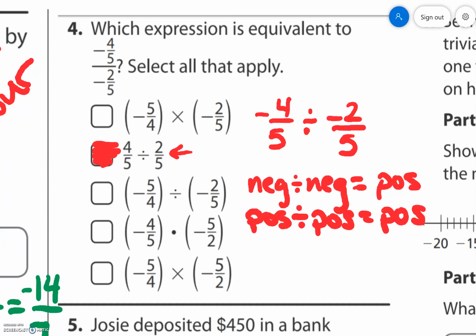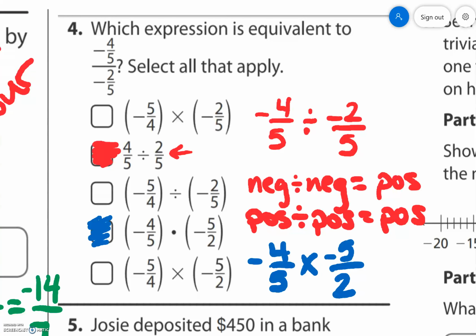But we can also do stay, change, flip. So we'll stay -4/5, change to multiplication, and flip -5/2. So that looks like this one. And we finished. You definitely don't ever want to flip the first fraction. No good.